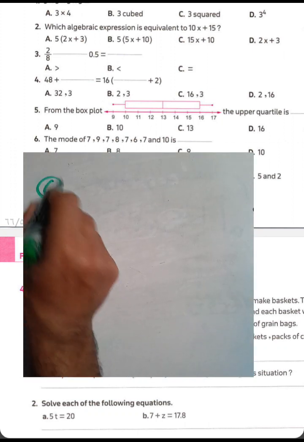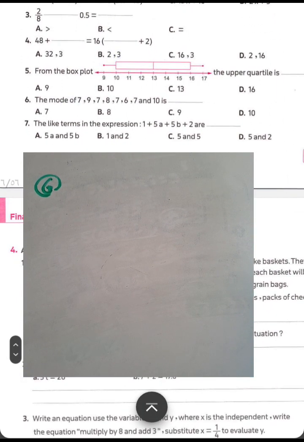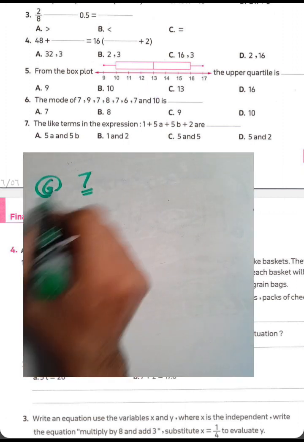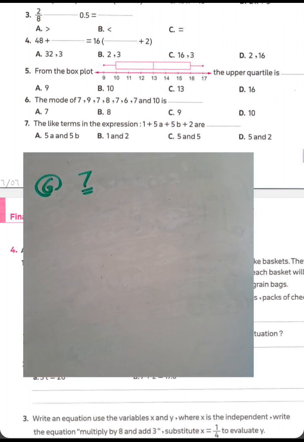Question number 6. We have values here. You want to find the mode. We know the mode is the digit or number that repeats the most. The most repeating here is 7, 7, 7, 7. Okay, then the mode here will be 7. Choose letter A for question number 6.